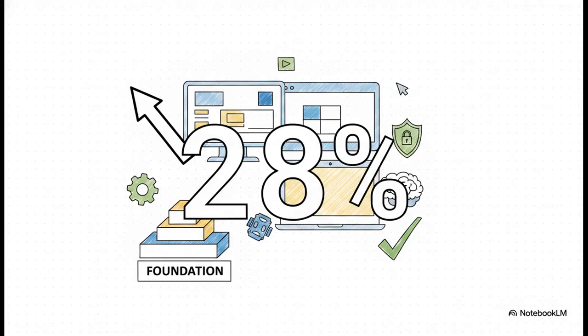Now, to put everything we just talked about into perspective, 28%. Operating systems make up a massive 28% chunk of your entire Core 2 exam score. It is virtually impossible to pass the test without locking this domain down. It's the absolute foundation for everything else, from troubleshooting software issues all the way to enforcing enterprise security protocols.